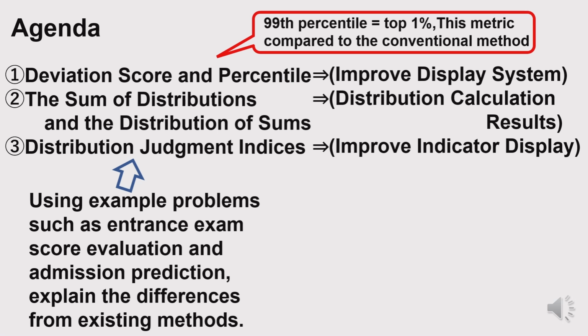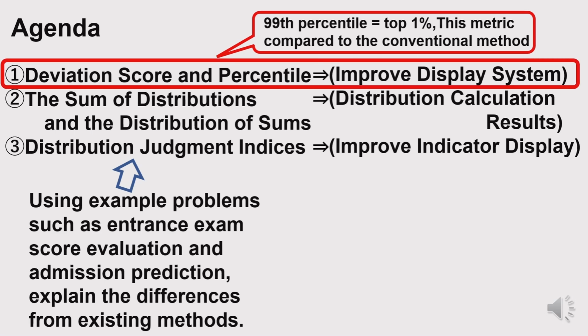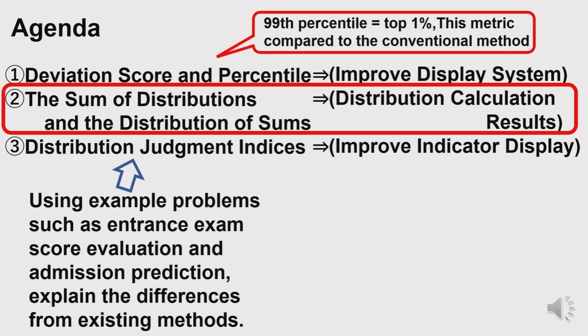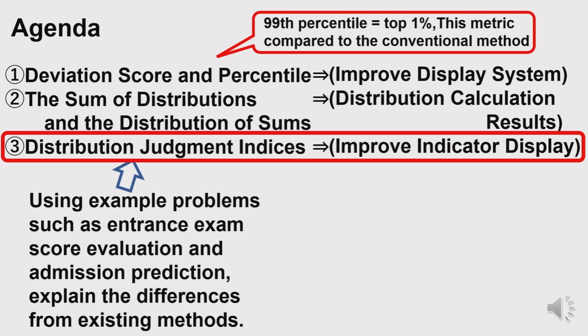And we'll go through three comparisons. Deviation scores: traditional normal approximation versus simulated actual distributions, compared with percentiles. Distribution of sums versus sum of distributions. Using entrance exam data to compare several judgment indicators.